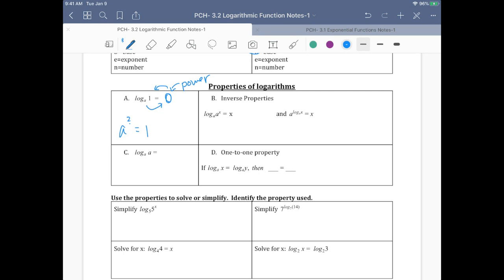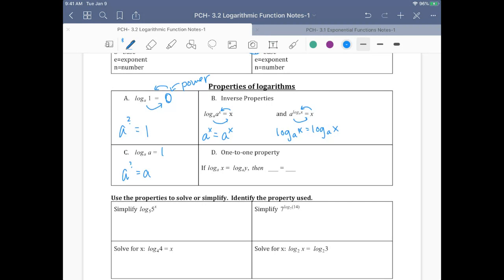Okay. The next one, so I'm going to change it. A to the something is equal to the number a to the x. So that's how we prove that one. So if I have a to the log base a of x is equal to x, again, we're going to do log base a of x is equal to the exponent log base a of x. So we know those are true. Okay. The next one, log base a of a to the something is equal to a. That's to the 1 power.